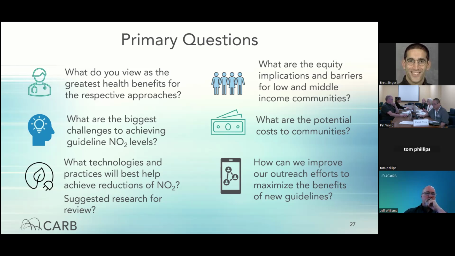As you can see, we have questions. What do you view as the greatest health benefits or benefits generally for these respective approaches? What are the biggest challenges to achieving the guideline levels that we've included in these approaches? What technologies and practices will help best achieve reductions of NO2? What are the equity implications and barriers for low income and middle income communities? What are the potential costs to communities? And how can we improve our outreach efforts to maximize the benefits of new guidelines?